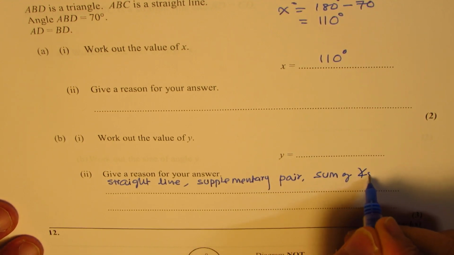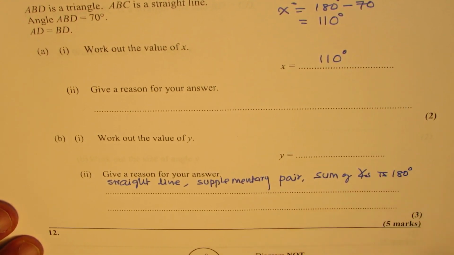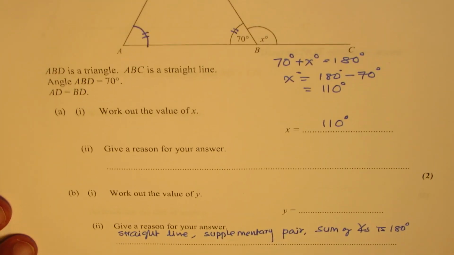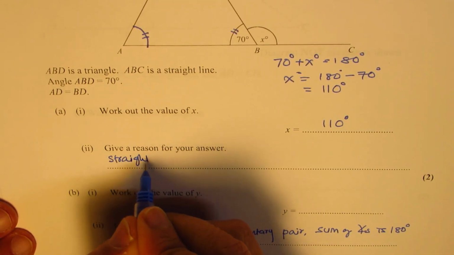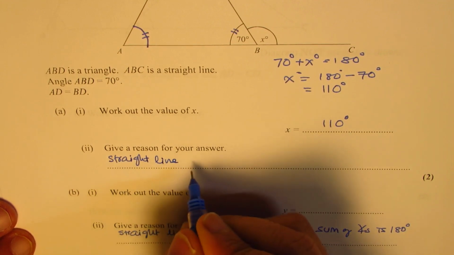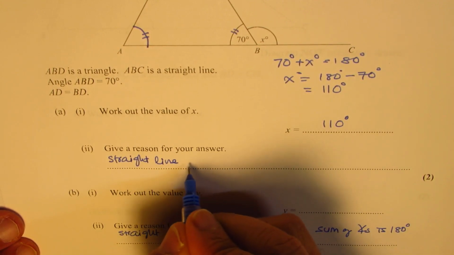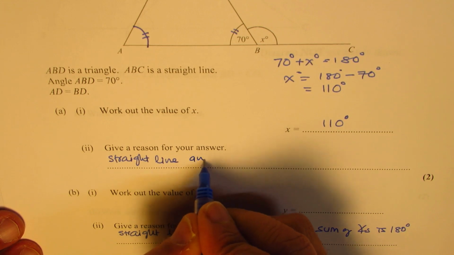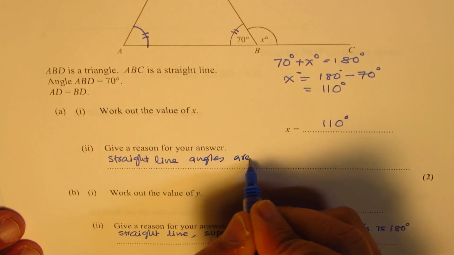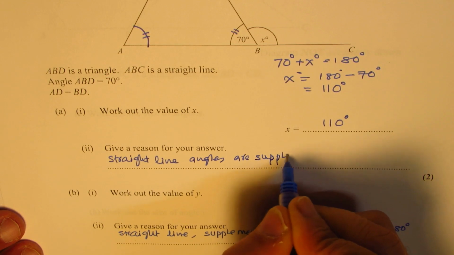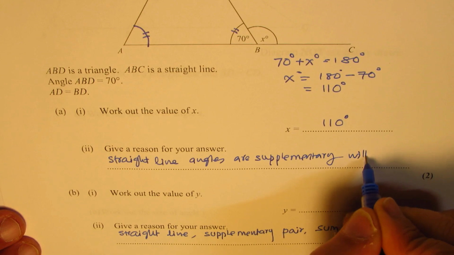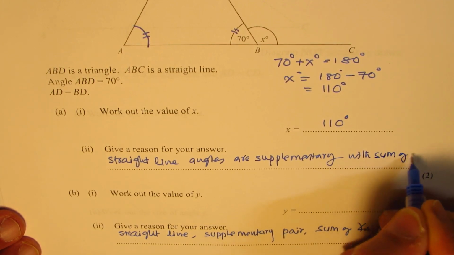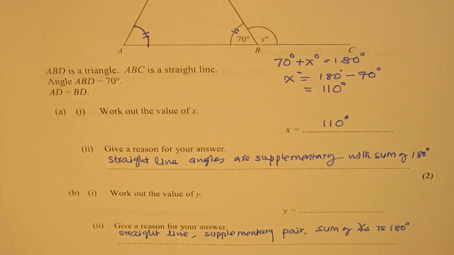Sum of angles is 180 degrees. Is that clear to you? So that is how we could provide a reason. Oh, that reason was to be given here. I'm sorry. We'll write here: straight line, angles are supplementary with sum of 180 degrees, correct? So that is the reason.